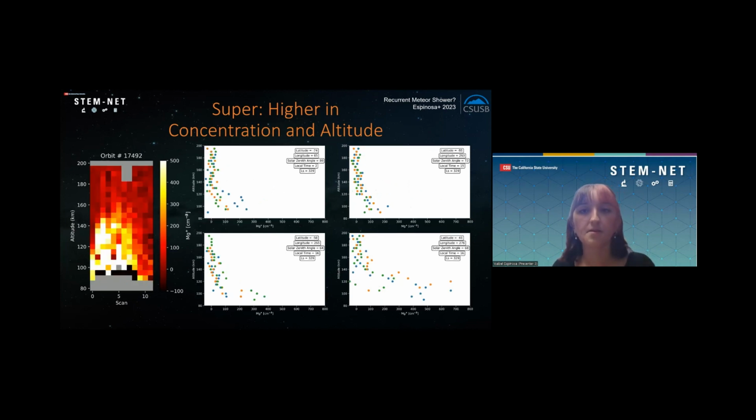Here's another example of a super quote unquote picture where yet again we have whites and yellows around higher altitudes. And we can see that the Ysab here is similar, which is a good sign.